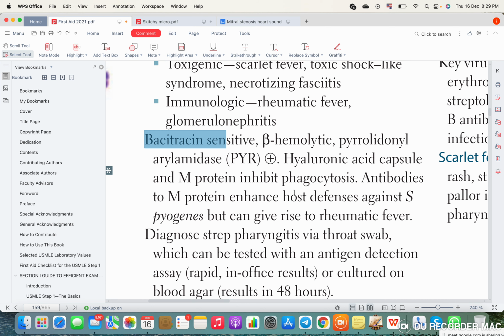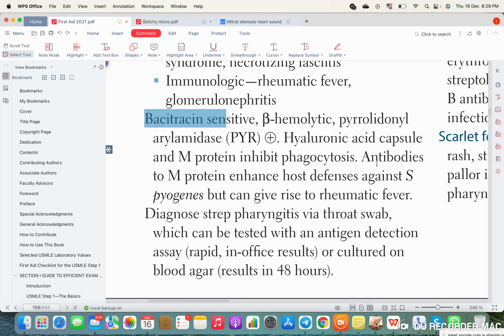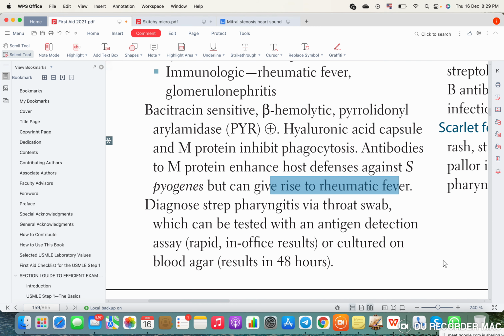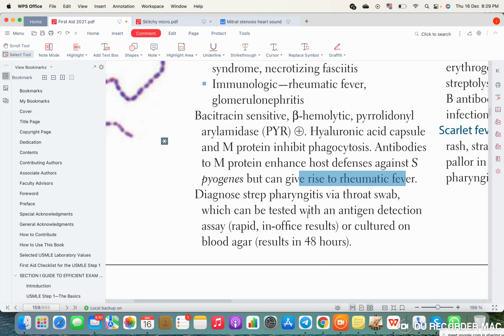Guys, the M protein resembles which structure in the human body? The myosin, exactly, the myosin. Okay, so antibodies to the M protein enhance the host defense against Strep pyogenes, but can raise the risk for rheumatic fever. Diagnosis of Strep pyogenes is via a throat swab, which can be tested with an antigen detection assay.